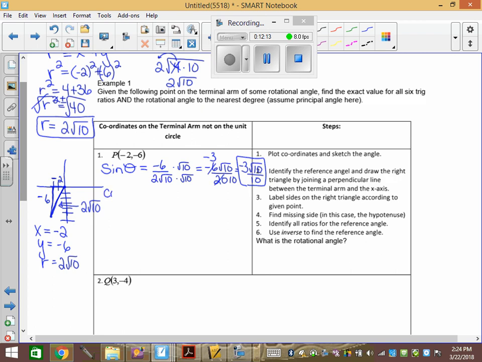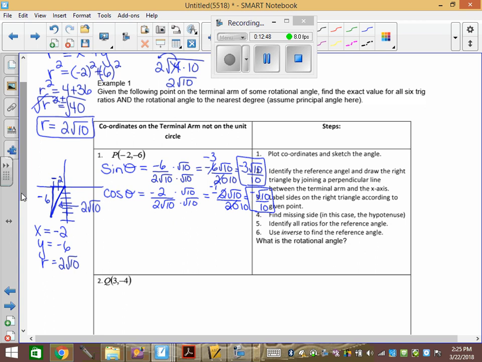Cos theta. Cook extra rice. So what are we going to have this time? Yeah, negative 2 over 2 root 10. So I have to rationalize it. So I'm going to multiply by root 10 and root 10. So I'm going to get negative 2 root 10 over 20 again. Take a 2 out, and I'm left with a 10, negative 1. So I'm going to get negative root 10 over 10.